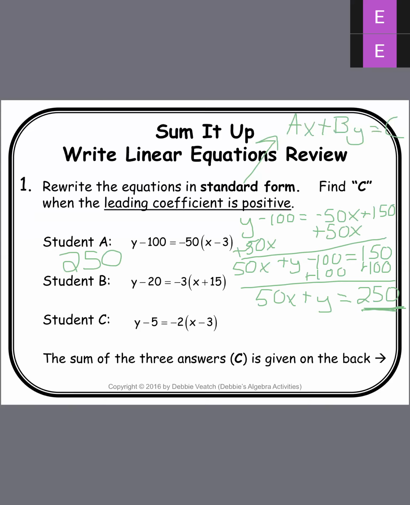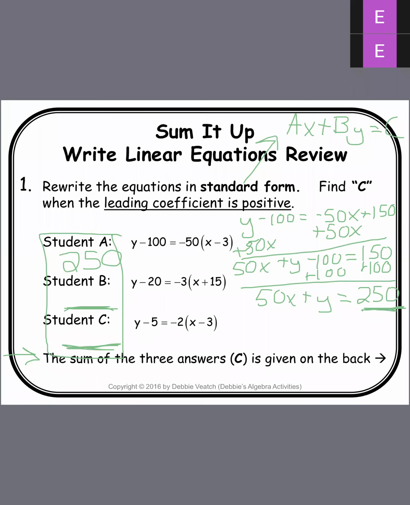You're going to do the same thing for student B, get a number, and student C, get a number. So the sum that they're talking about, they want you to add these three numbers together. And that's going to get you some final sum. Okay, so just add up those three values and then just make a note of what your sum is. And then when you go to the end, you'll see that sum and you'll see if you're right.